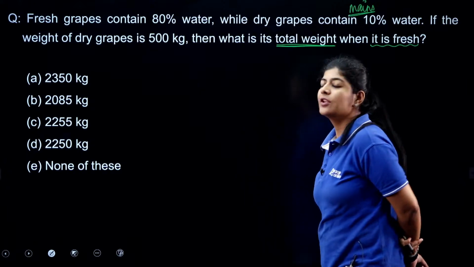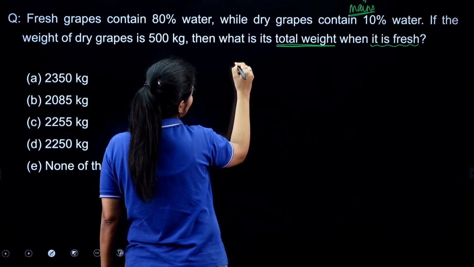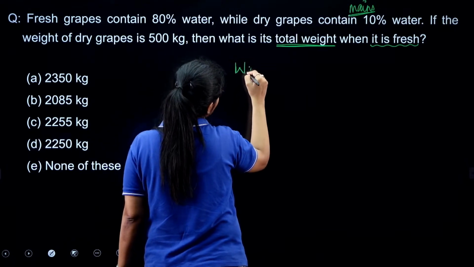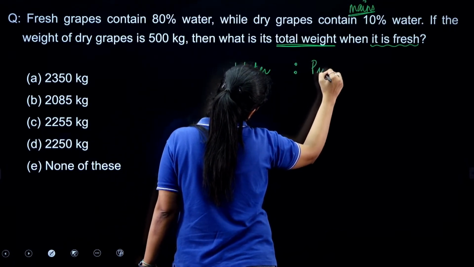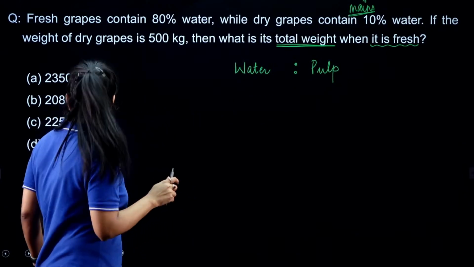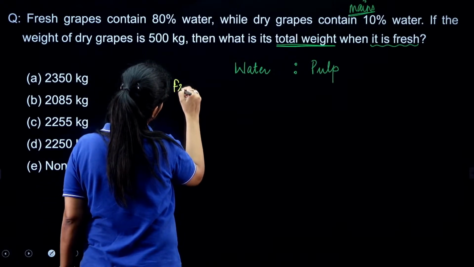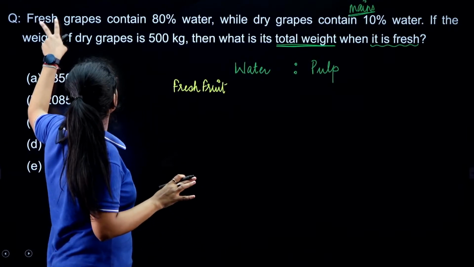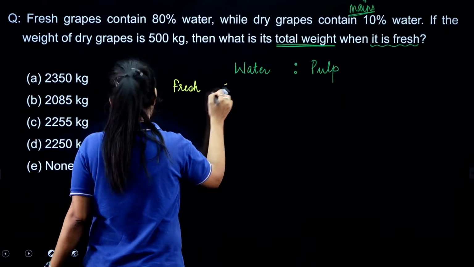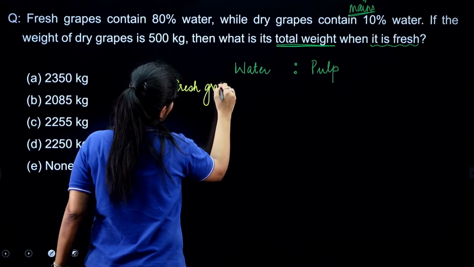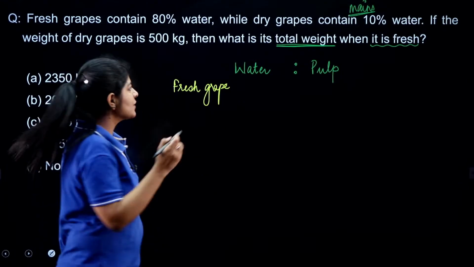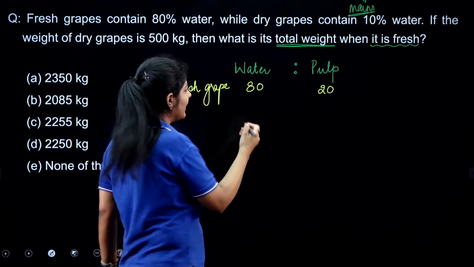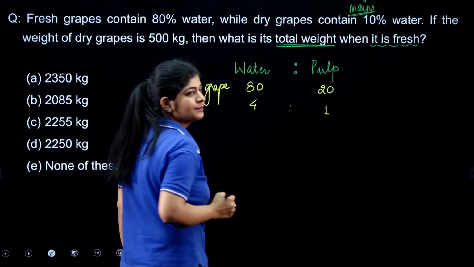Okay, Radhe, very good. So the question is saying that in the fruit we are having two things, water and the pulp. So here, water to the pulp. Initially we are talking about the fresh grapes only. It is saying that 80% is water. If 80 is water, that means the remaining 20 is pulp. So I can simplify this and write the ratio as 4:1, right?